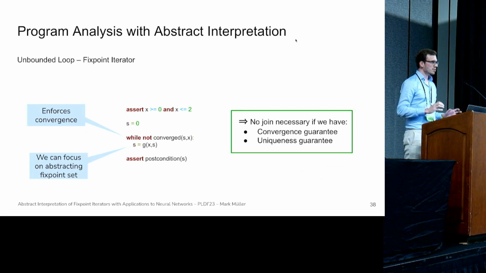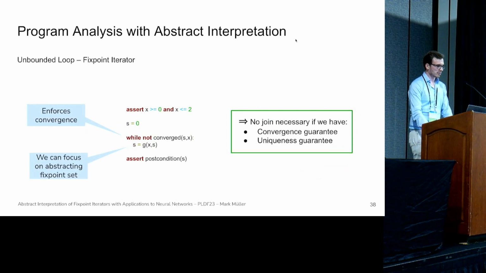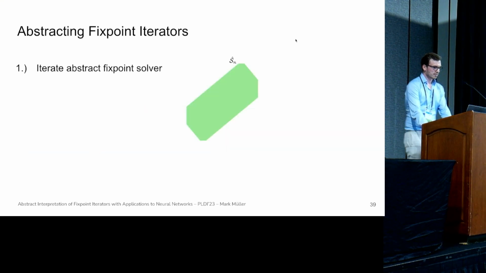However, if we focus on a narrower class of unbounded loops, namely fixed-point iterators with uniqueness and convergence guarantees, such as Mondex, we can leverage the mathematical invariant enforced by the termination condition, namely that we reach the true mathematical fixed point of our fixed-point iterator, to focus on abstracting the mathematical fixed-point set of this iterator instead of the whole program. And we'll do that as follows.